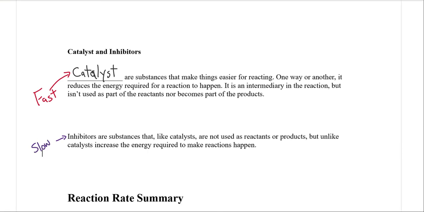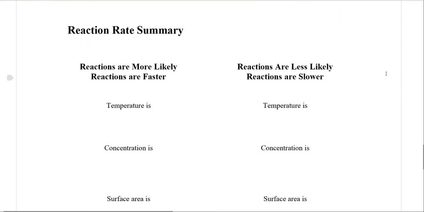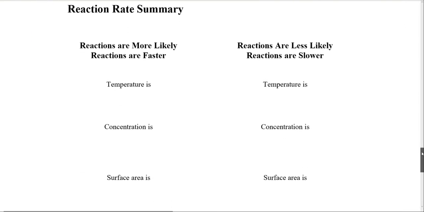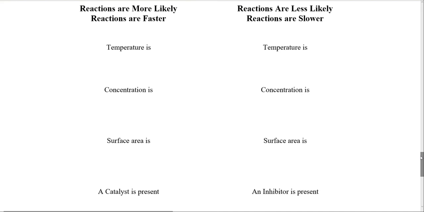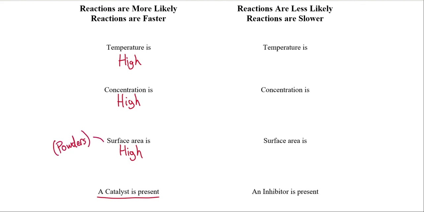So let's just do a quick summary of our reaction rates. When reactions are more likely, or when our reactions are faster, the temperature is high. The concentration is also high. The surface area is also high. And a catalyst is present. And one of the things that most people forget is, remember, powders have a high surface area.